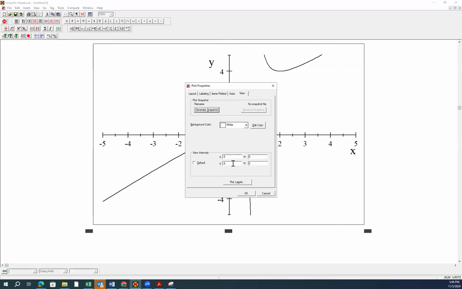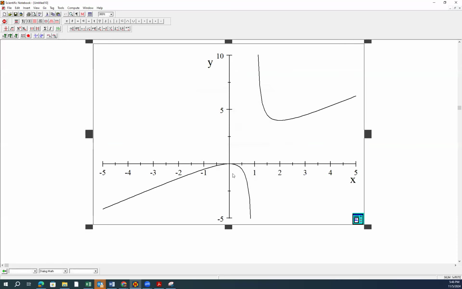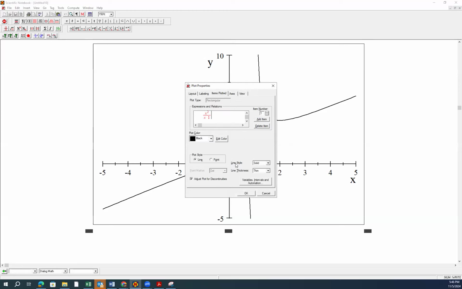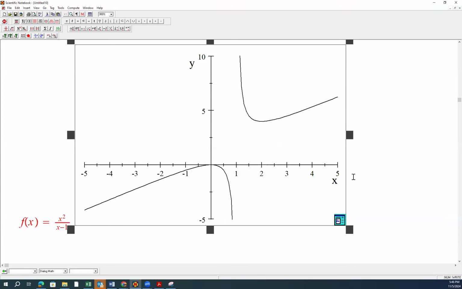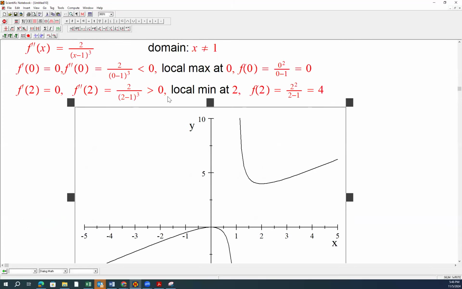Okay, so let me make this -10. Well, -5 is okay. And this could be 10. Okay, so now you understand why there's this local max and local min. Wait, no, it's this line. And alignment. Okay, you can see the local max.